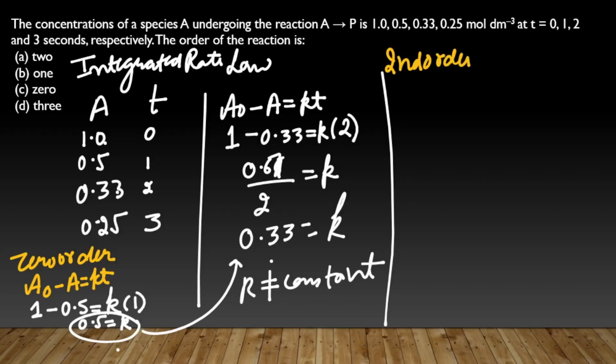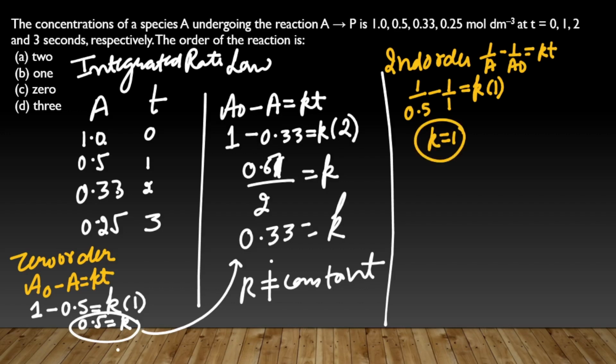For the second order, we have the expression 1 by A minus 1 by A naught, which is equal to Kt. So 1 by 0.5 minus 1 by 1 is equal to K, time is 1 second. So this is 2 minus 1, K value will be equal to 1 in this case.